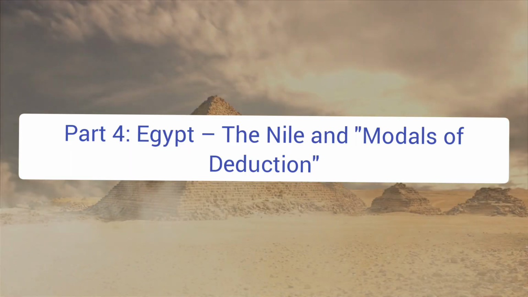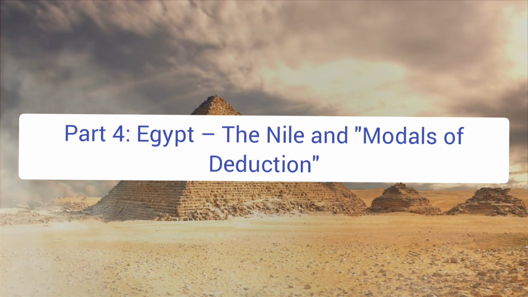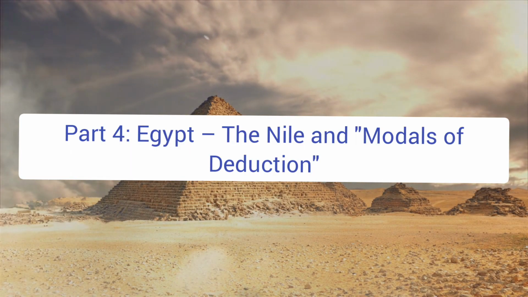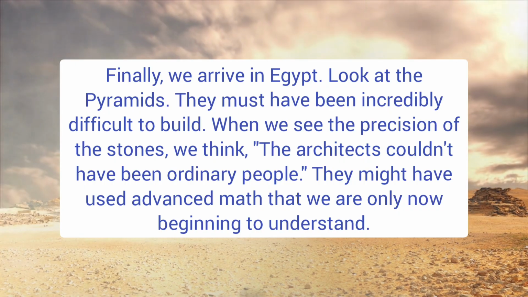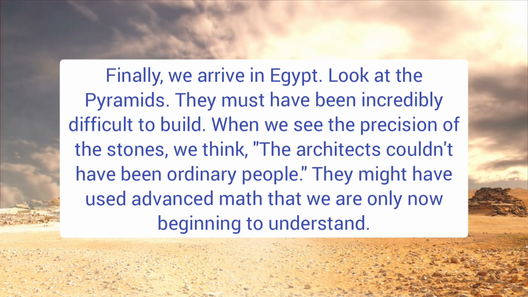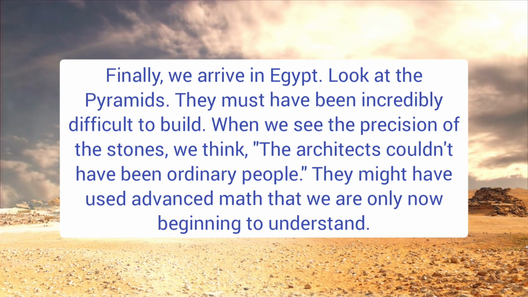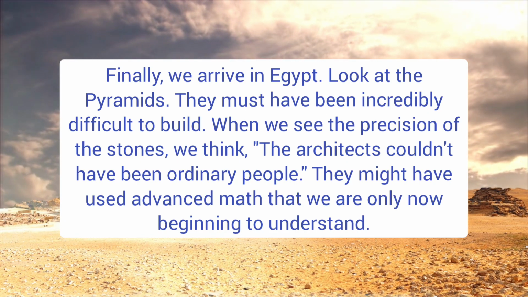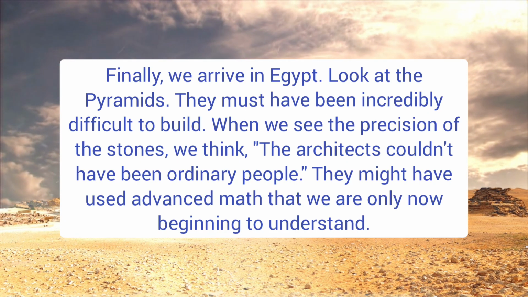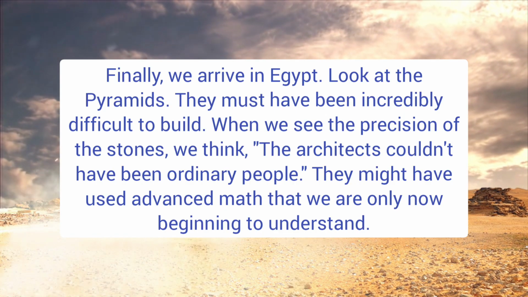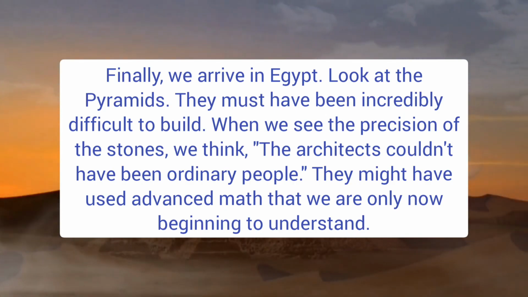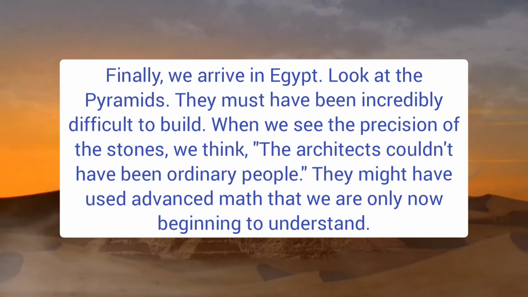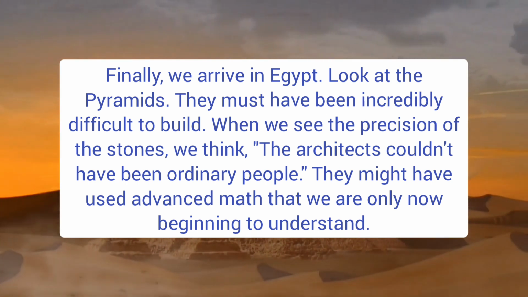Part 4. Egypt, the Nile and modals of deduction. Finally, we arrive in Egypt. Look at the pyramids. They must have been incredibly difficult to build. When we see the precision of the stones, we think the architects couldn't have been ordinary people. They might have used advanced math that we are only now beginning to understand.